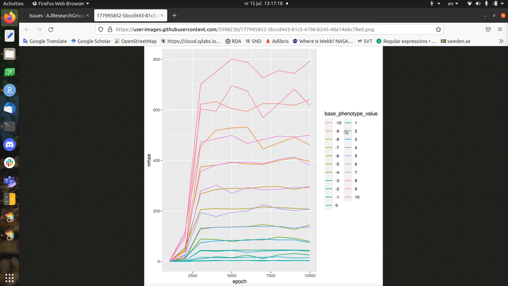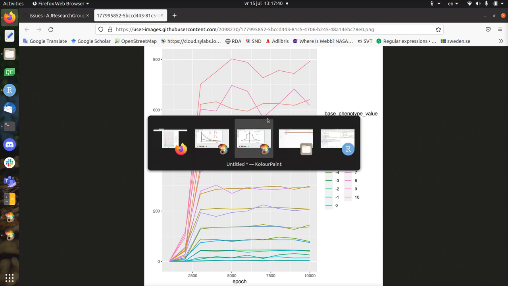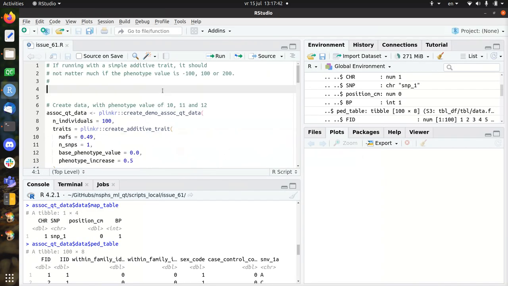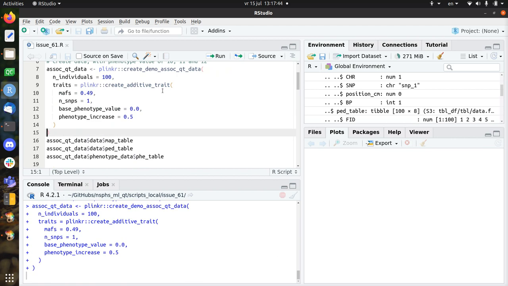The problem is that the more I deviate from this zero, the bigger the error is, and it also converges to that bigger error. Whatever the base phenotypic value is, it should converge to zero. And that's what made me think that the phenotypic prediction of the GCAE does not converge well. So I'm going through the code just a little bit.